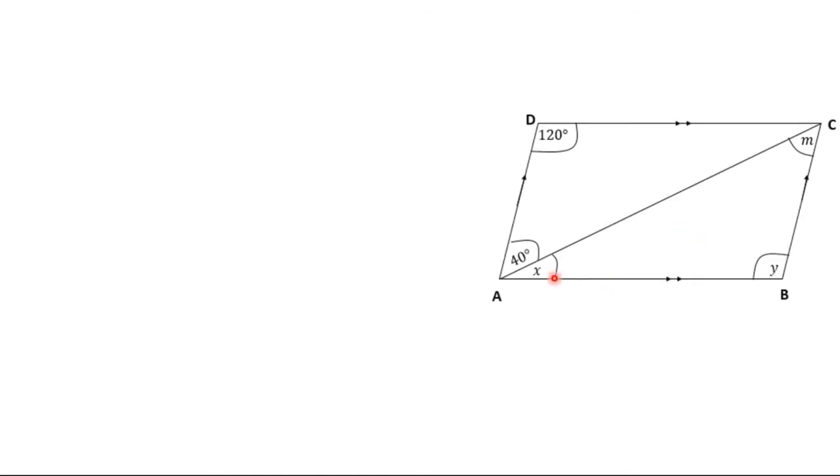Now we are supposed to find x, we are supposed to find y, and we are supposed to find m. Now, which one do you want to start with? We know that alternate angles are equal. Now let's look at the diagram very well. This is a parallel line, BC is a parallel line, AD is also a parallel line.